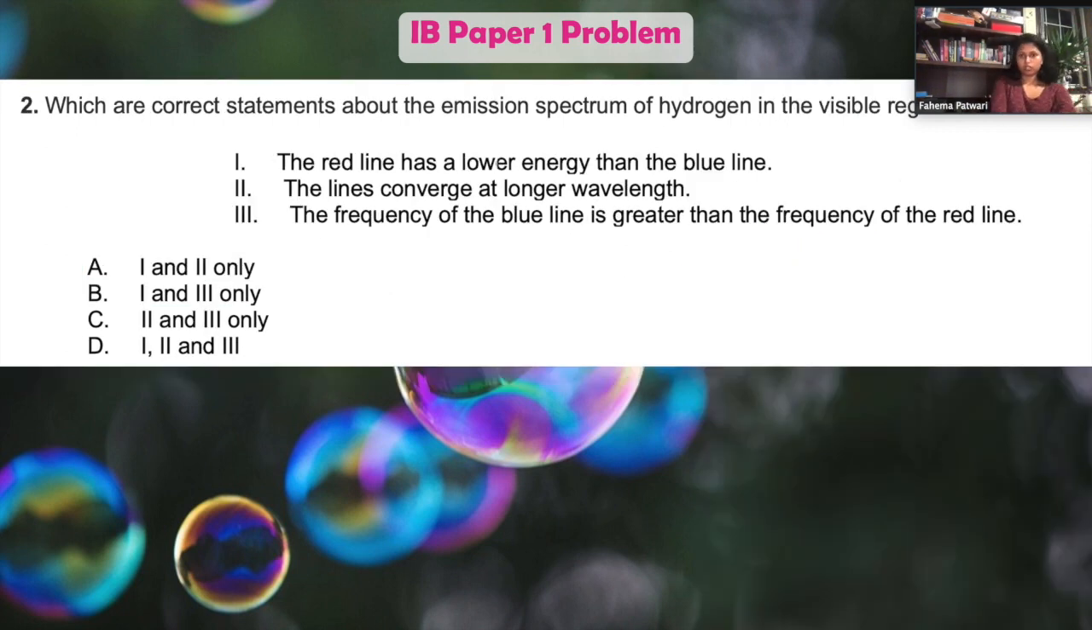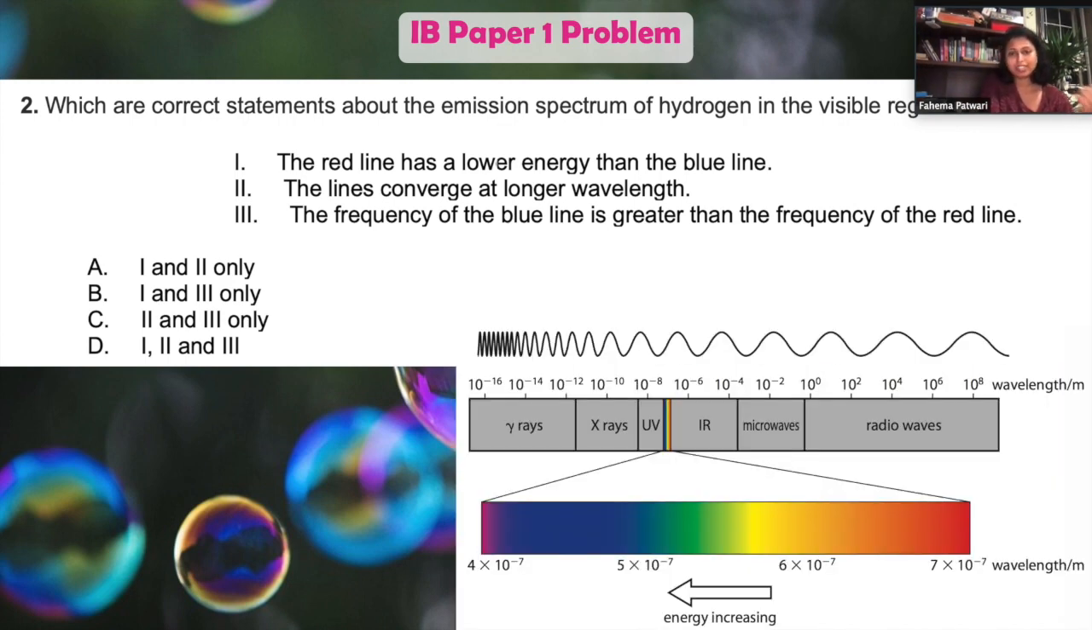Okay, let's try this one. Which statements are correct about the emission spectrum of hydrogen in the visible region? Red line has a lower energy than blue line. Yes, red has less energy than blue. Lines converge at longer wavelength. Lines converge at higher energy, and longer wavelength is not higher energy, so that's not true. Frequency of blue is greater than frequency of red. Yeah, blue has more energy than red.